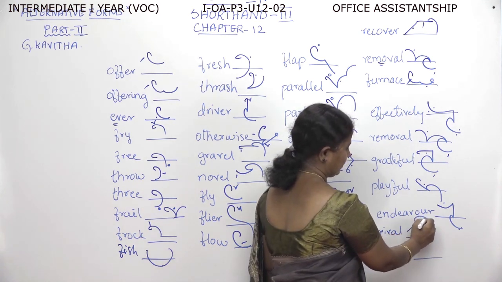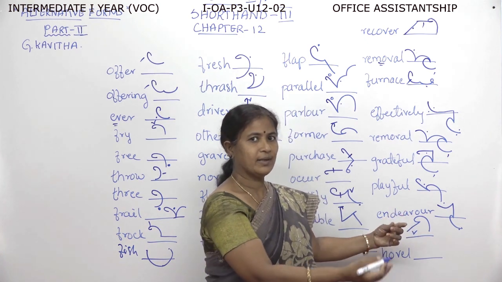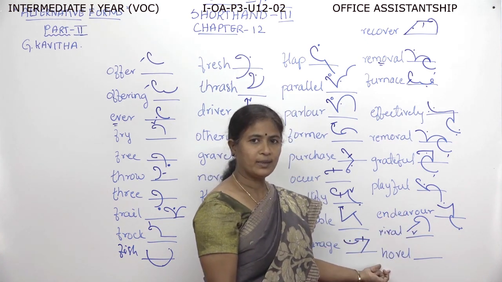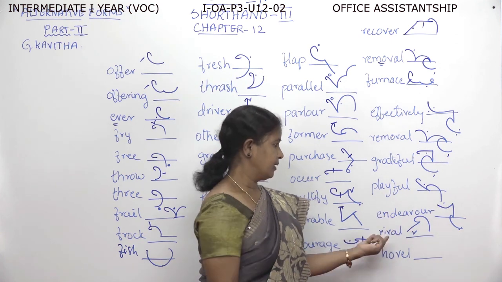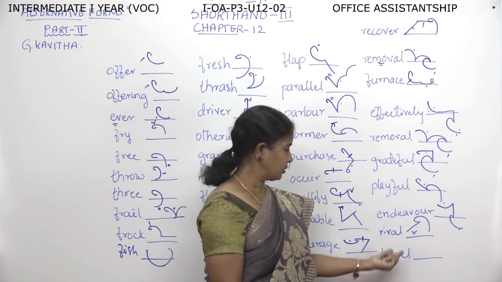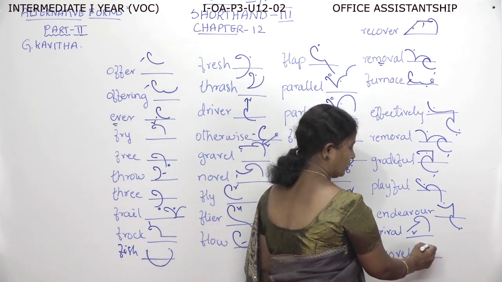Rival. Ri and well. The R is going towards the right side. So, right form of well joins very easily. Hovel. After straight upstrokes, we use right form of well, isn't it? Rival. R is a straight upstroke. And hovel. H is also a straight upstroke. Ho and well.